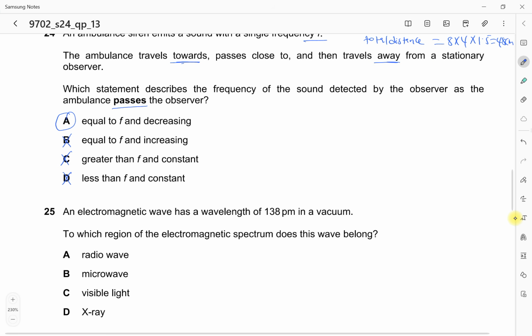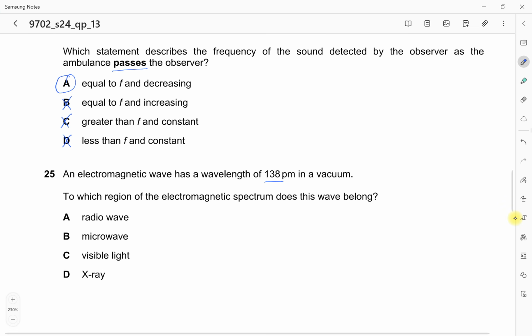An electromagnetic wave has a wavelength of 138 picometers in a vacuum. To which region of the electromagnetic spectrum does this wave belong? So 138 picometers is the same as 138 times 10 to the power of minus 12 meters, which is 1.38 times 10 to the power of minus 10 meters, I think.